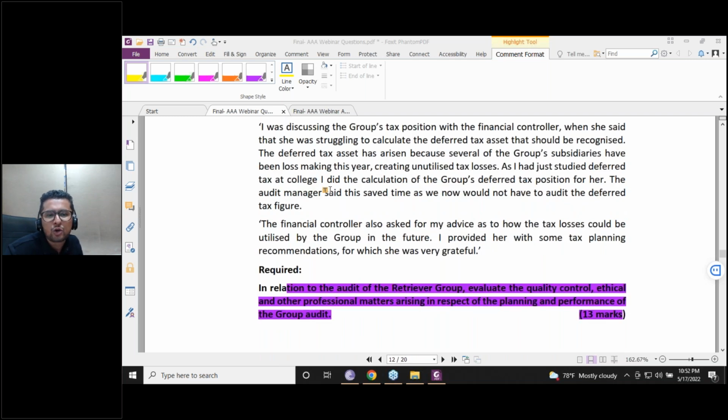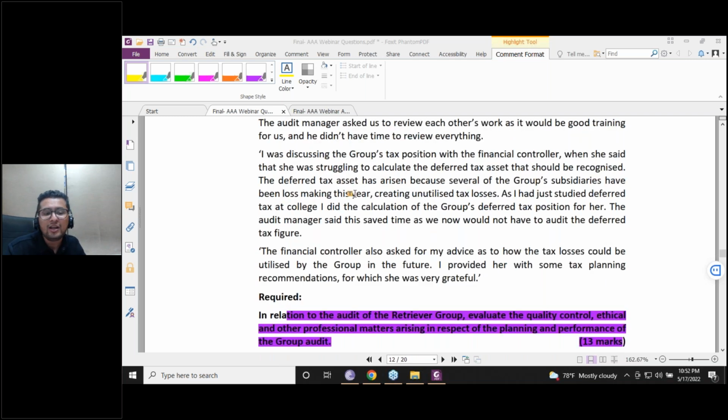I was discussing group's tax position with the financial controller when she said she was struggling to calculate the deferred tax asset that should be recognized. So if the financial controller is struggling to calculate the deferred tax asset, there is a huge possibility that they are not competent enough to do the job, and there could be material misstatements in the financial statement. You need to consider that there will be other material misstatements in the financial statement as well.